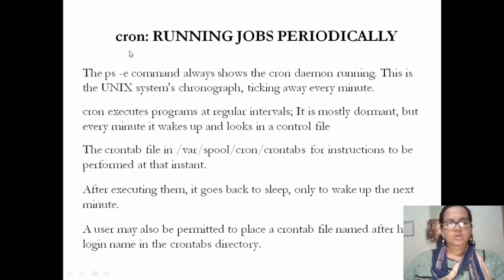Okay, so coming on to cron, that is, running jobs periodically. Periodically it has to keep on running. So what is this? The ps -e command always shows the cron daemon running. Whenever you type a ps command, you can see many daemons running. In that, if you mention -e, it will show cron. This is like a Unix system's chronograph ticking away every minute. Each and every minute it will always be checking the machine for a new process or whatever. It will keep on checking things.